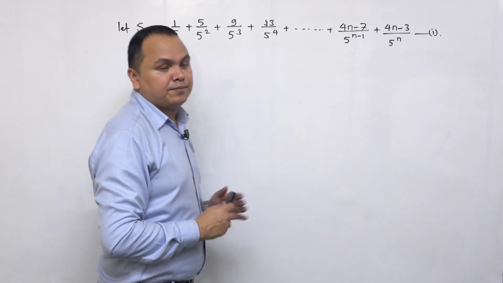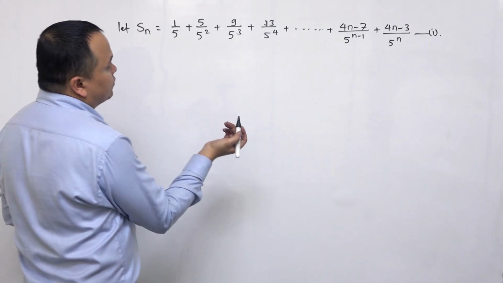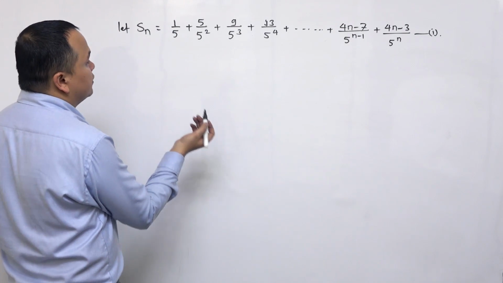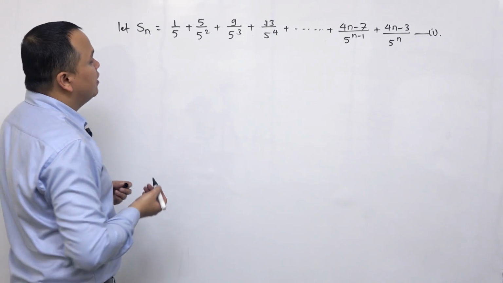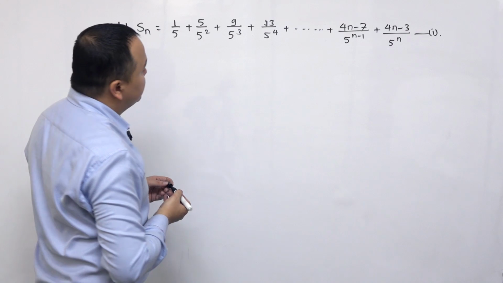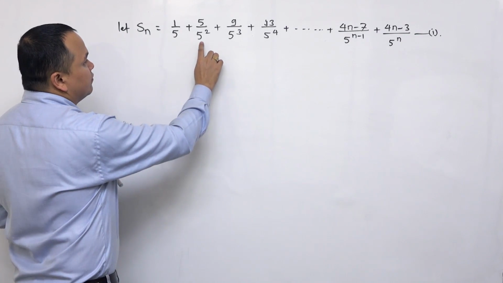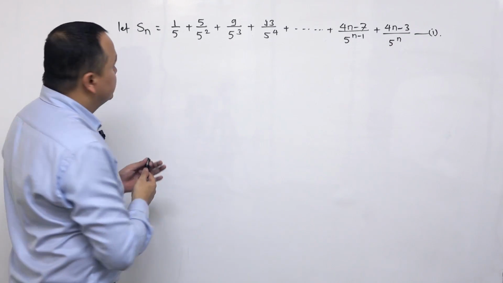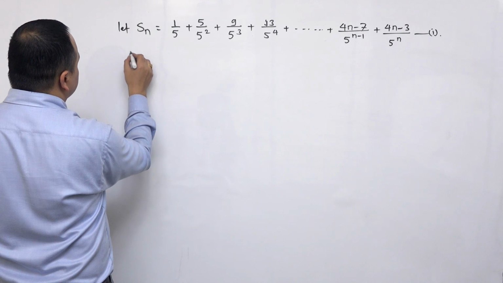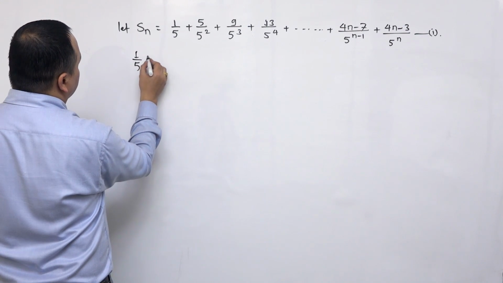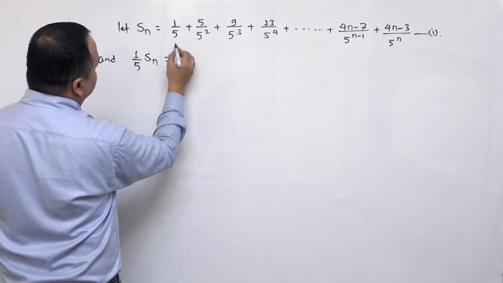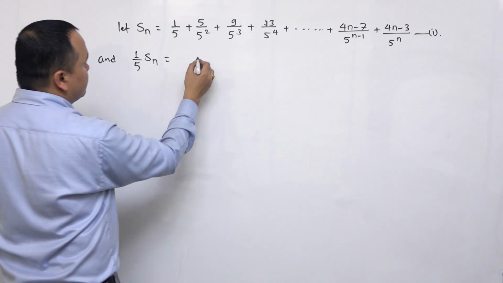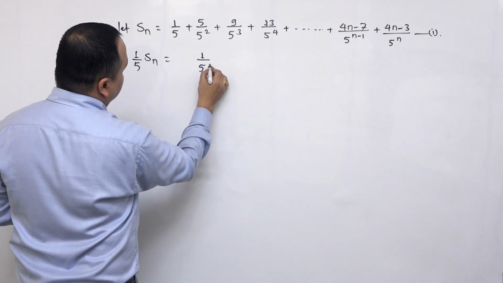Now, multiplying equation I by 1 upon 5, because our common ratio of GP is 1 upon 5. We get 1 upon 5 Sn is equal to 1 upon 5 into 1 upon 5, 1 upon 5 square, 5 upon 5 cube.